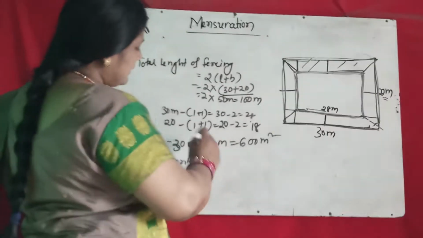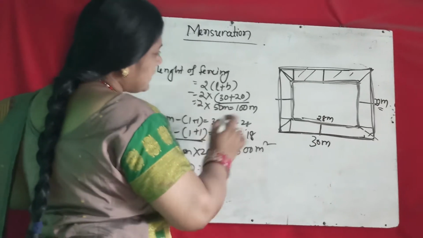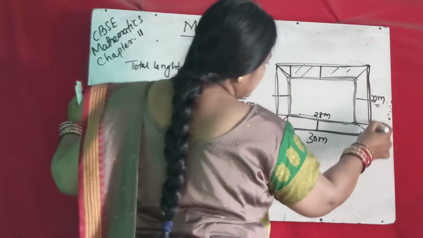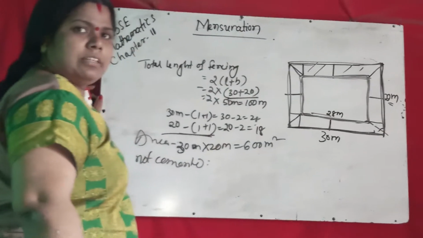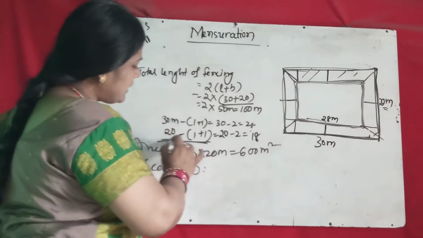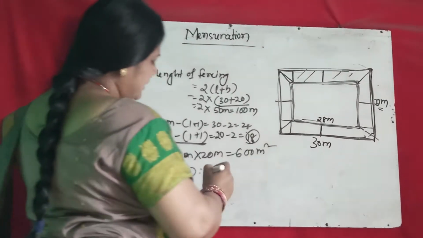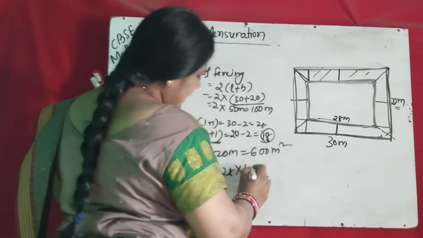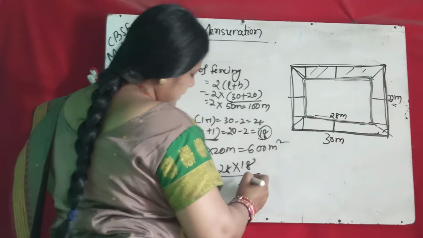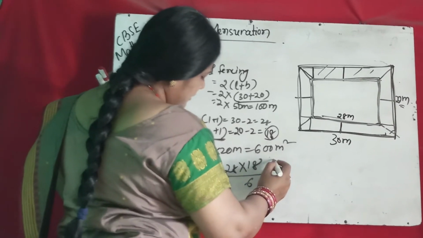So here there was a little mistake. The width here is 20 meter. So 20 minus 2 means it is 18. So the not cemented area means 28 multiplied by 18.